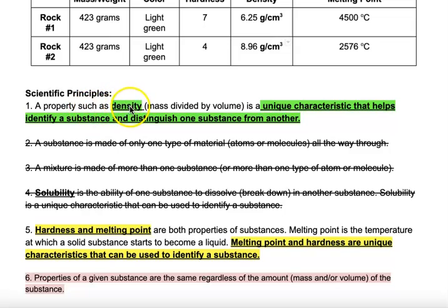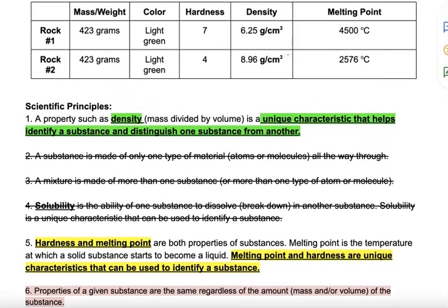A property such as density, which is mass divided by volume, is a unique characteristic that helps to identify a substance and distinguish one substance from another. So this is huge. So when I look at this up here, density is unique. It helps to identify and distinguish one substance from another. They both have different densities. So right away, I'm starting to think maybe they're not the same.